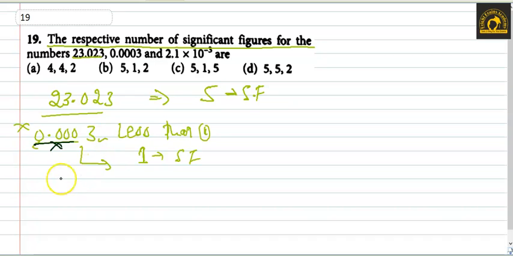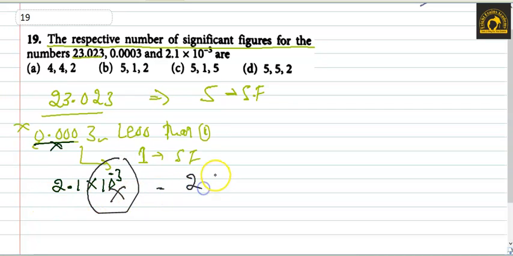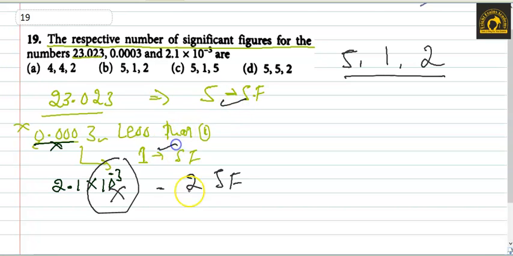Then the third one, 22.1 into 10 to the power of minus 3. In this, 10 to the power of minus 3 is not counted as significant figures, so only two significant figures. So the answer is 5, 1, 2. These 5, 1, 2 are the significant figures. That is option B, the correct answer.